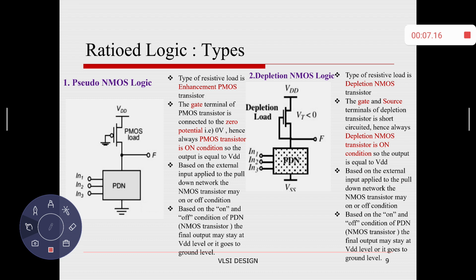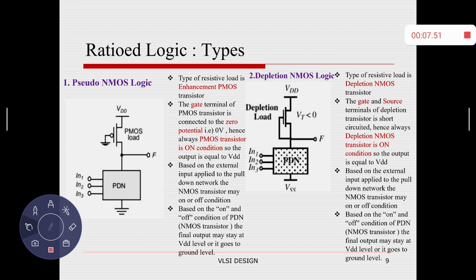Here are the two different types of ratio logic. One is called pseudo NMOS logic, and the second one is depletion type NMOS. When we compare both representations, the pull-up device will be in the on condition. In pseudo NMOS logic, the pull-up device is a single PMOS transistor. The gate terminal of this PMOS transistor is connected to ground, so the PMOS transistor is always on.